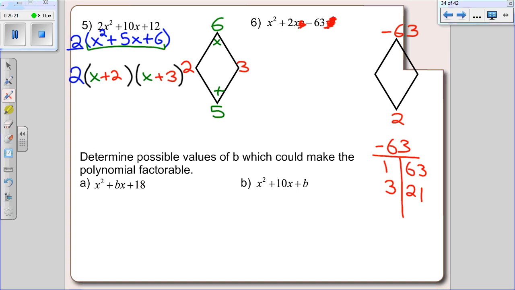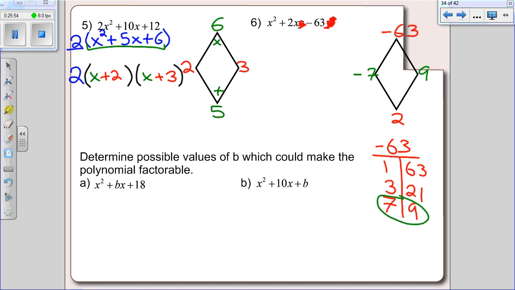Some combination of these, where one of them is negative and one of them is positive, would add to give me 2. Are any of these 2 apart? Negative 7 and positive 9 are 2 apart. So negative 7, positive 9 are the sides of my diamond. When I get stuck on my diamond, I make a multiplication chart. And it makes it so much easier. And I'm guessing and checking in my calculator to make that chart.